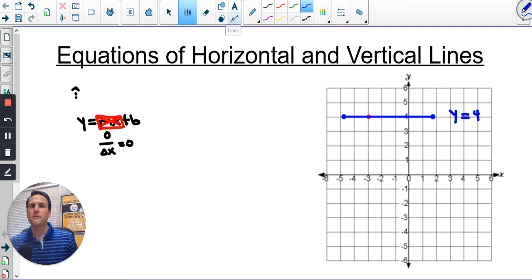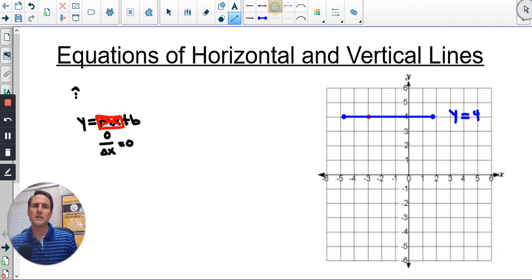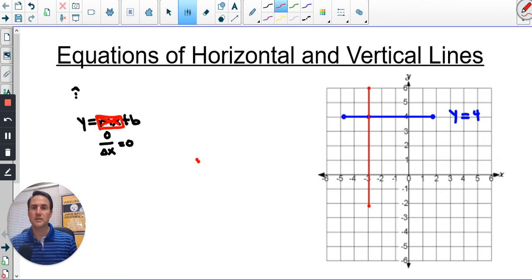Okay? For vertical lines, we can kind of look at it the same way. We're going to draw a vertical line through that point. Now, this vertical line has a rise of however much you want, but it doesn't have a run. Okay, so you have a change, let's write this out. You have a change in y, but you have no change in x.